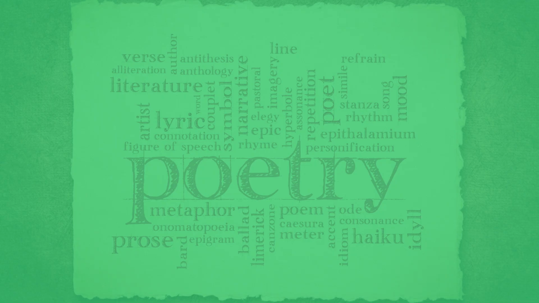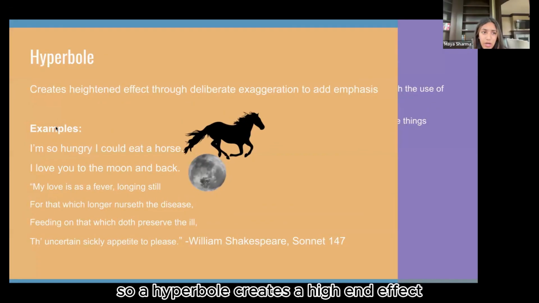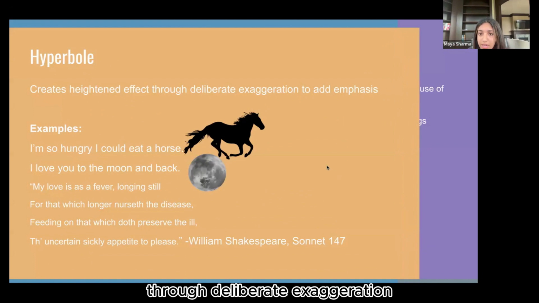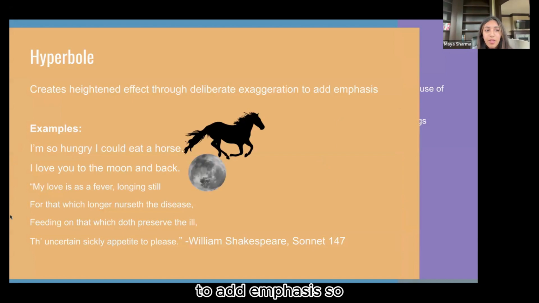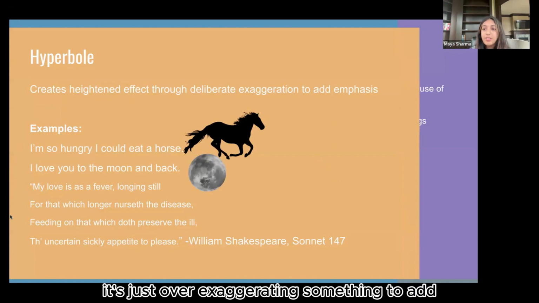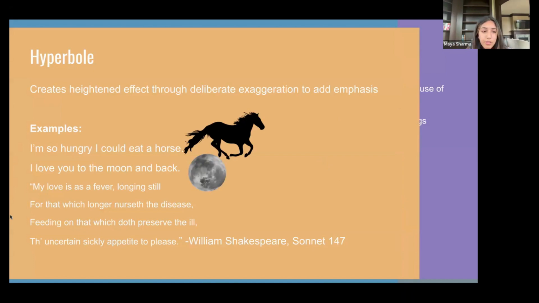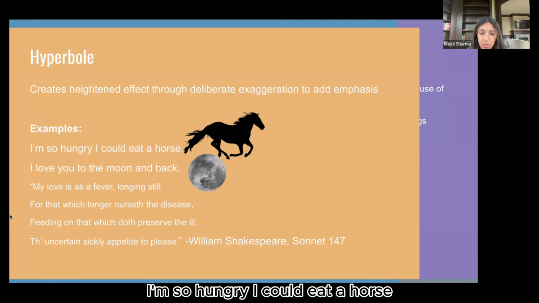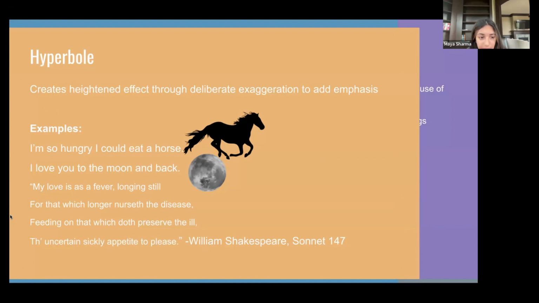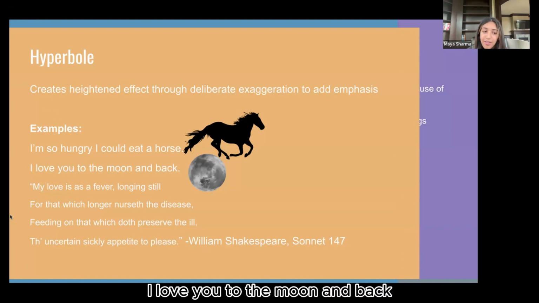And now we're moving on to hyperbole. A hyperbole creates a heightened effect through deliberate exaggeration to add emphasis. So it's just over exaggerating something to add emphasis to it and make the reader really focus on it. So here are some examples. I'm so hungry I could eat a horse. I love you to the moon and back.